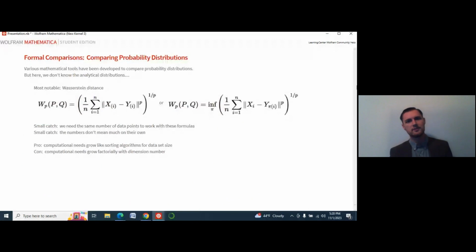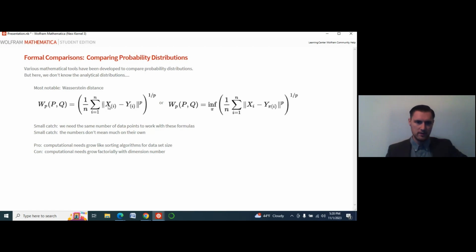Well, enter some of the formal comparisons for comparing probability distributions. There's various tools, entropies and cross entropy, and there's all sorts of methods you can contrive to compare probability distributions. Most notable is the Wasserstein distance, or the Earth mover's distance. It looks like this.